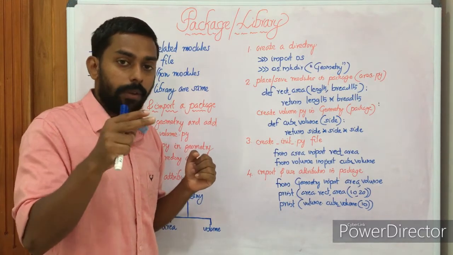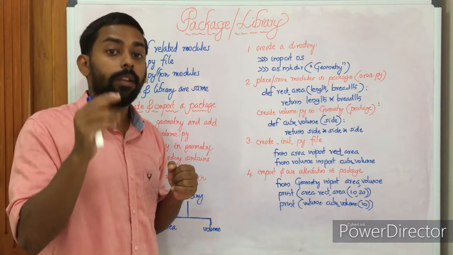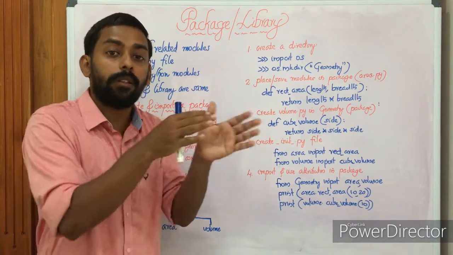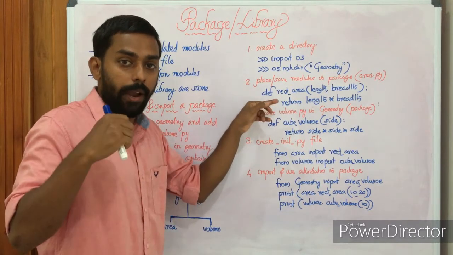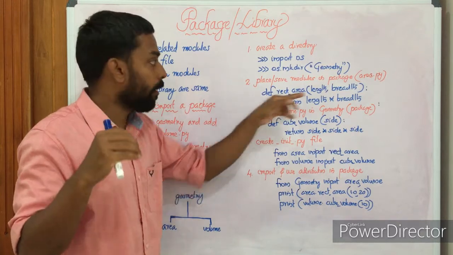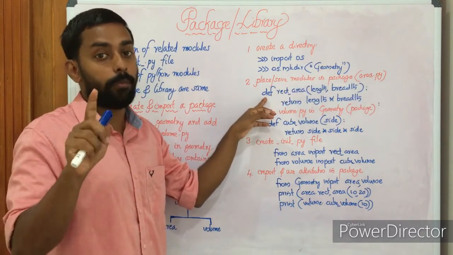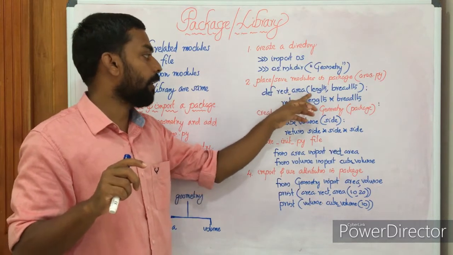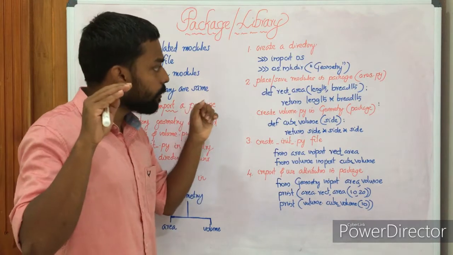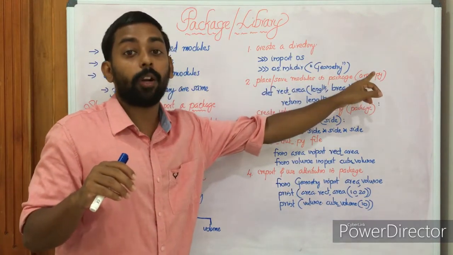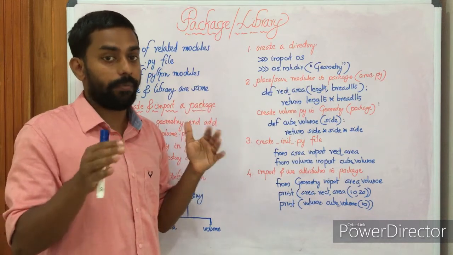As I've already told you, we have two modules, area.py and volume.py, so we have to define these two modules. With this we are defining the module area.py. We have only one function in the area.py module: def rect_area(length, breadth): return length * breadth. In the first module area.py we have one function, rect_area, for finding the area of a rectangle.